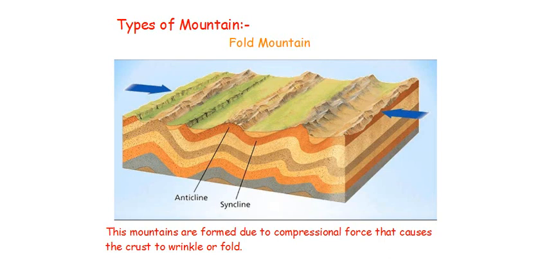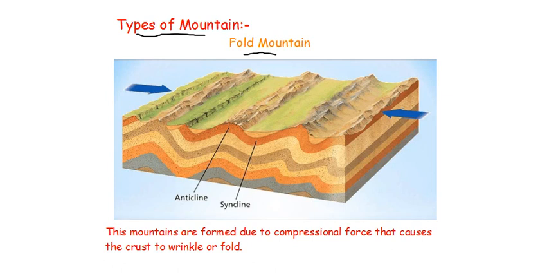Types of mountain. What are the types of mountain? Well, on the basis of formation, we have classified mountain into three types. The first one is called fold mountain. Fold mountains are formed due to compressional forces. The mechanism of formation is also called folding.